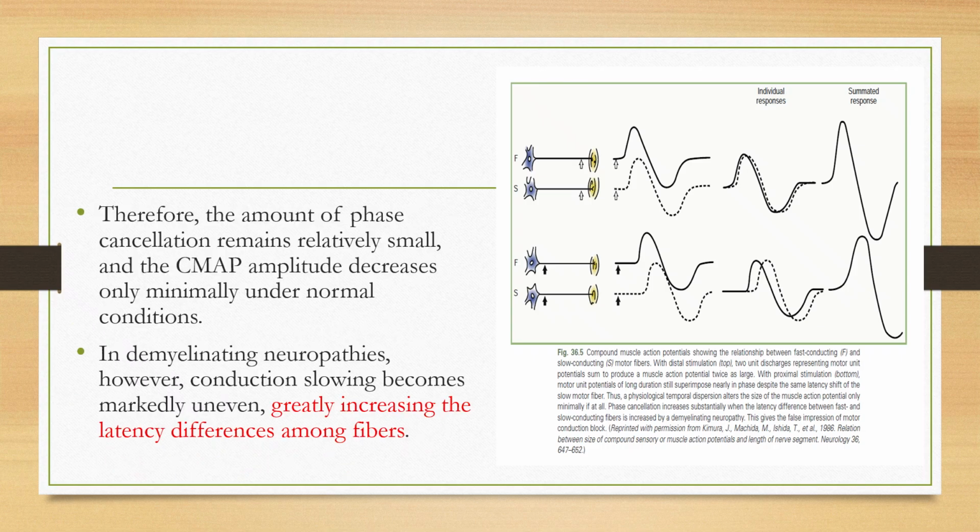Therefore, the amount of phase cancellation remains relatively small and the CMAP amplitude decreases only minimally during normal conduction. In demyelinating neuropathies, however, conduction slowing becomes markedly uneven, greatly increasing the latency differences among the fibers.